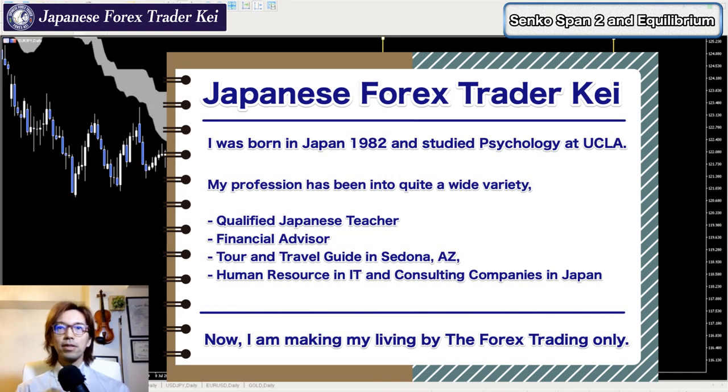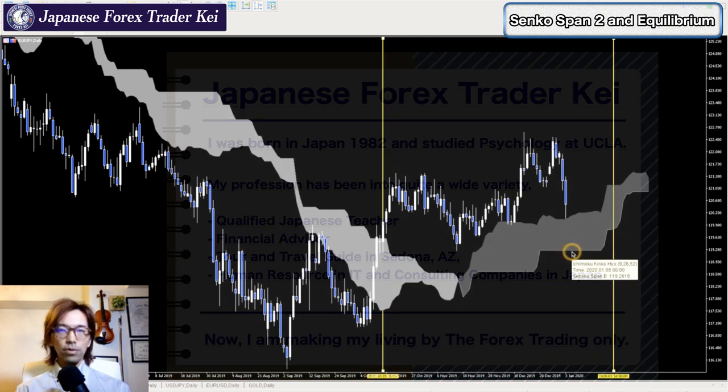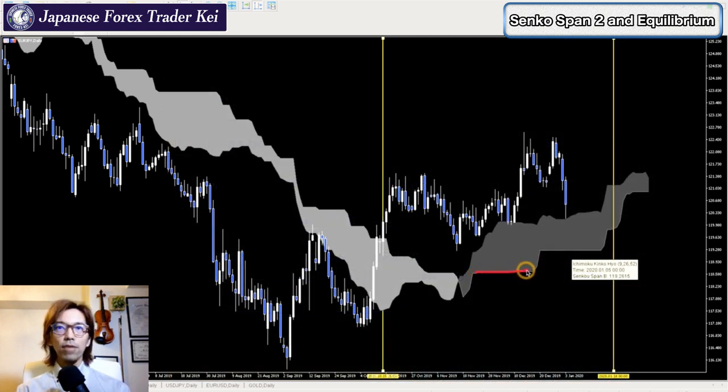When you think about this Senko span 2, do you know what this line is? Actually, there are two lines in the Kumo, right? Upper part and lower part. But just focus on the lower part first. And this lower part, or this upper part of the Kumo, what does it show? What does it tell you? Can anybody answer that question?